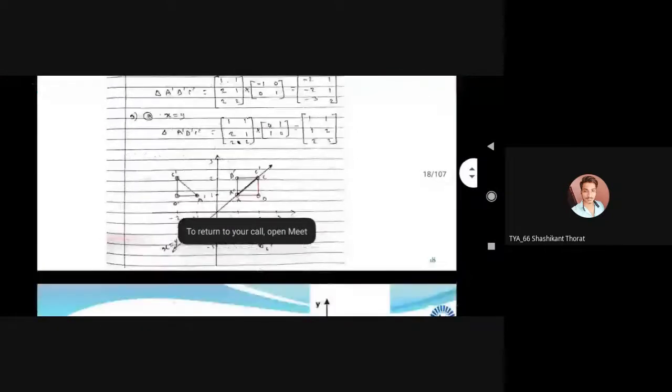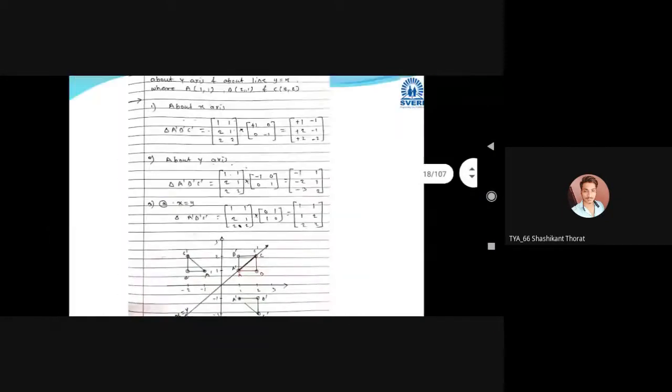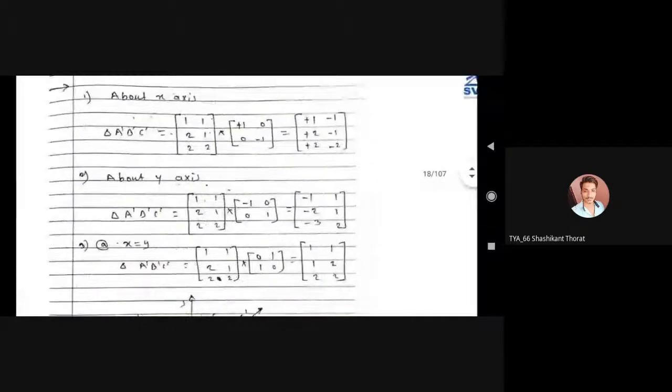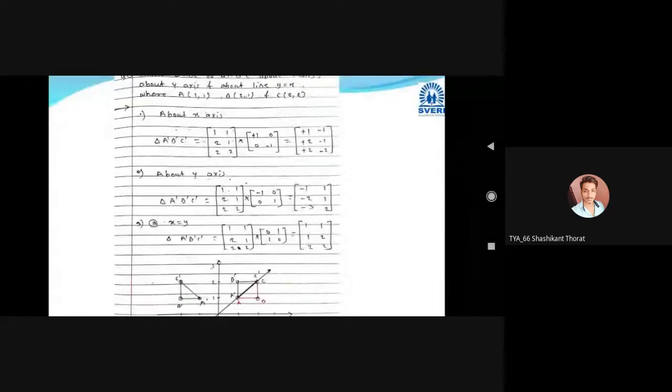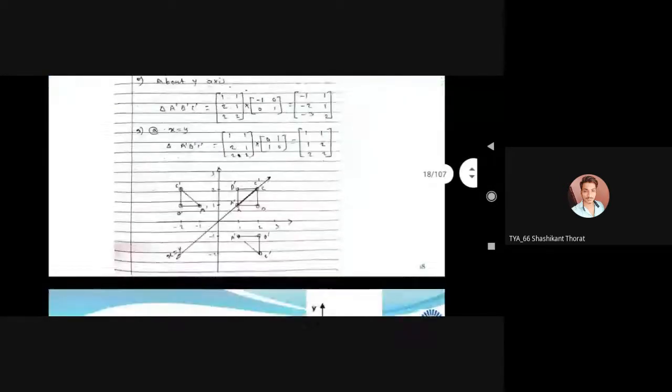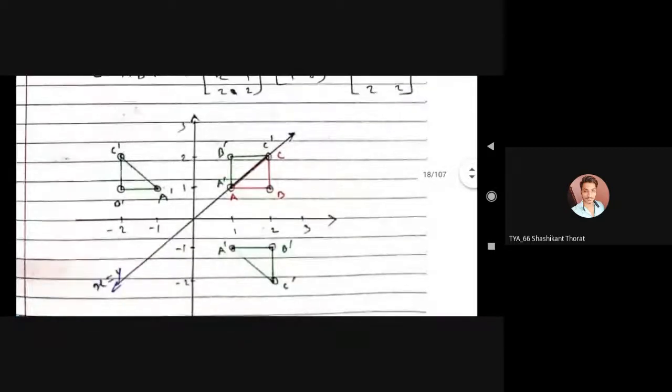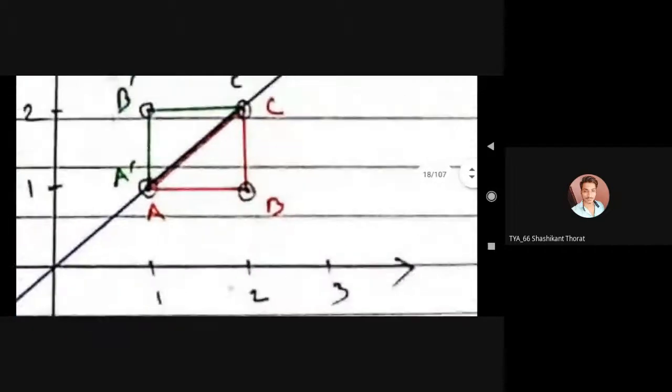Okay, so instead of calculation, we will not take time for the calculation. They asked about y axis, about x axis, and about x is equal to y. So what is the formula? Directly use the formula, no need to use your head in this. Okay, and representation. This is the given matrix A B C, red color showing the given matrix.